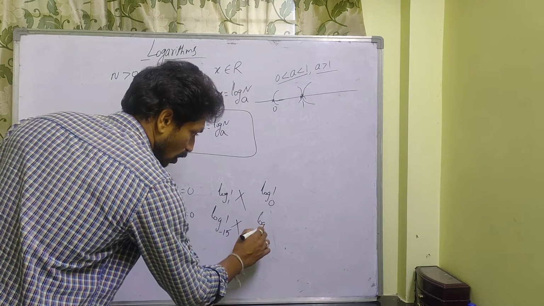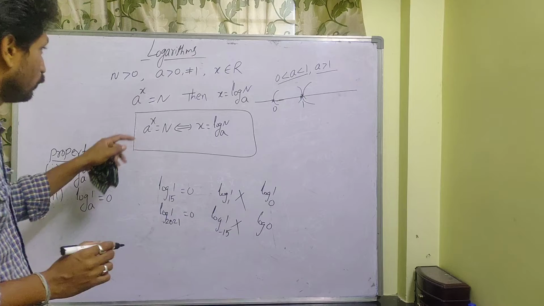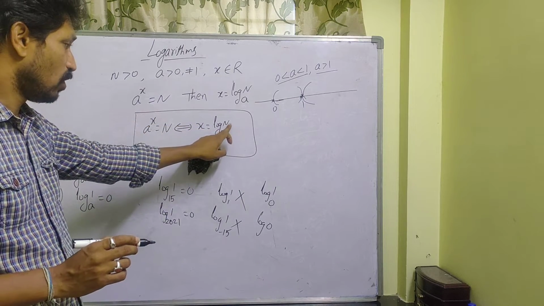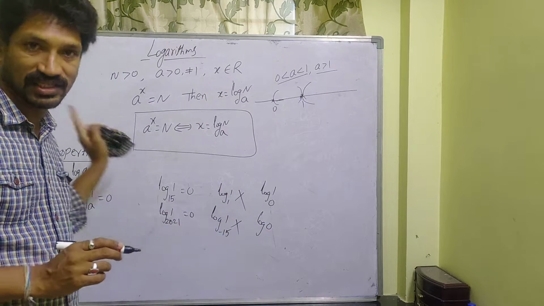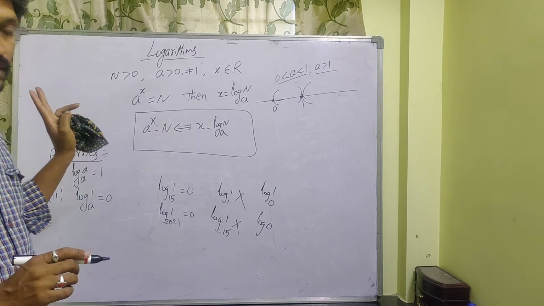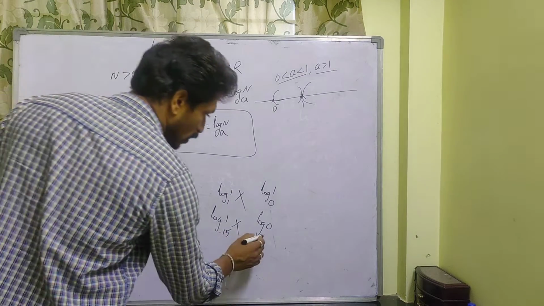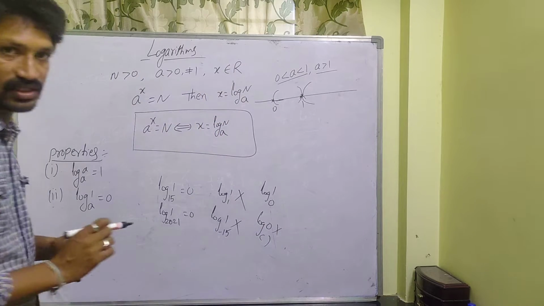Even log 0 also does not exist, because here n, what you are considering, that should also be greater than 0, should not be 0 or less than 0. Just remember. Okay. Log 0 with any base also does not exist. Remember.